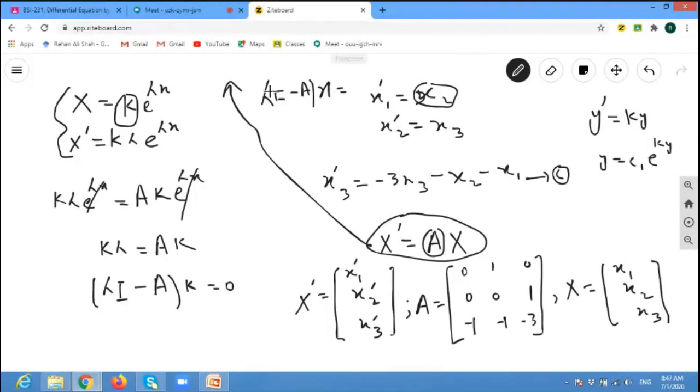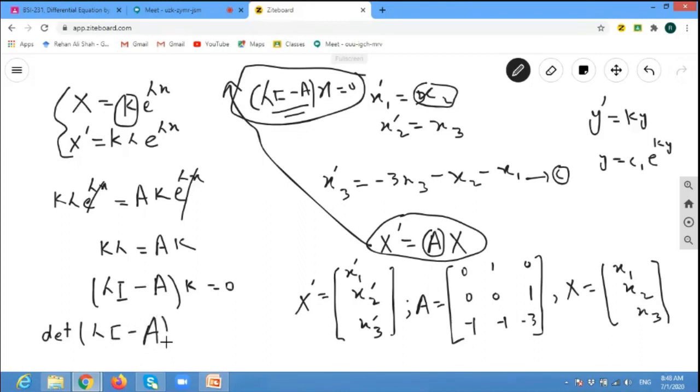So if you have a homogeneous system of equations, always remember that the determinant of the coefficient matrix will be equal to 0. So the characteristic equation of this is the determinant of lambda I minus A, which is actually the coefficient matrix. So this will be 0. Okay ji?